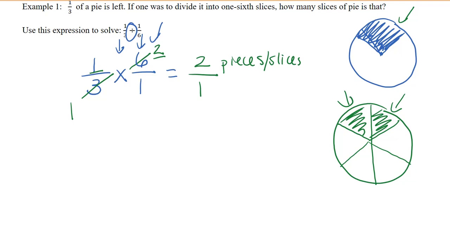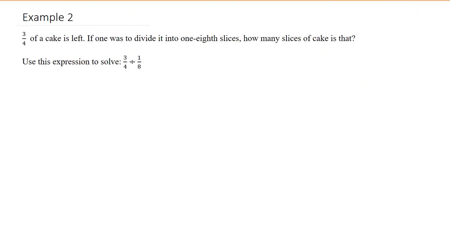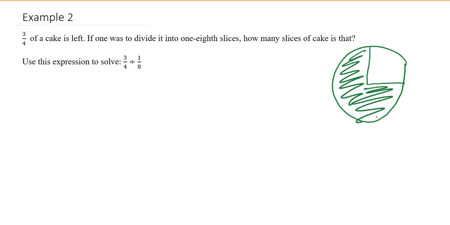Let's look at another example. So example 2. So 3/4 of the cake is left. And if one wanted to divide it into 1/8 slices, how many slices of cake is that? So let's think about this. We have a cake, a very awkward looking cake like that. But say we had 3/4 of the pie left. Say this was very circular, but it's not, I know. And we want to cut it into 1/8 slices.